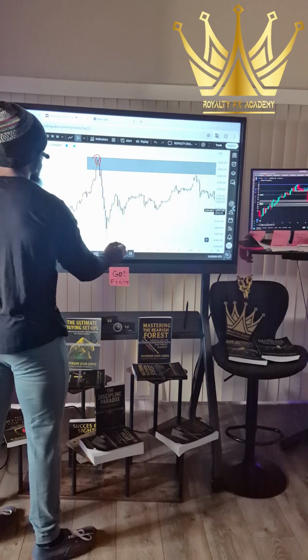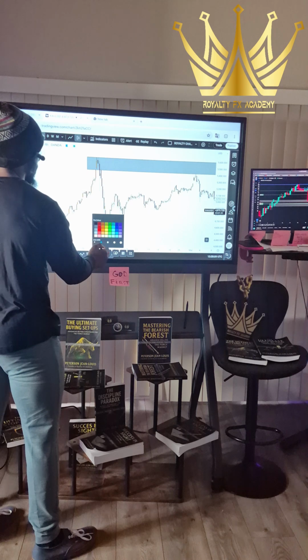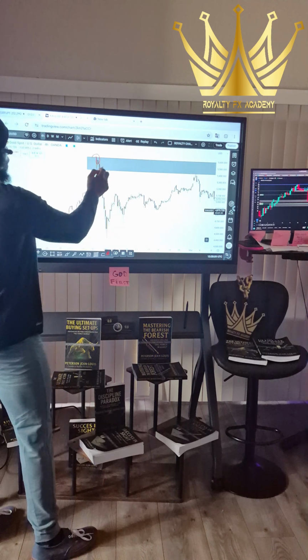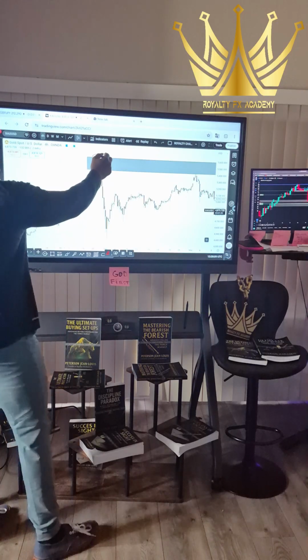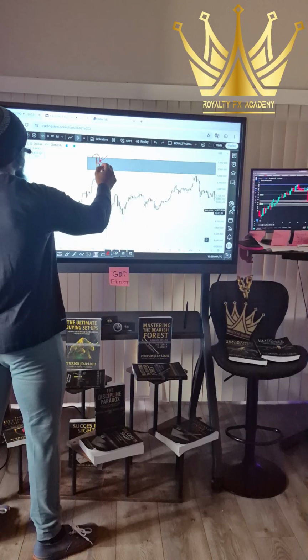Let's do that again. I'm going to make the line a little bit thinner, okay? So we did get a bearish engulfing here for it to fall. And then the next 4-hour candle sat, didn't go that far. And then the third 4-hour candle did plummet.